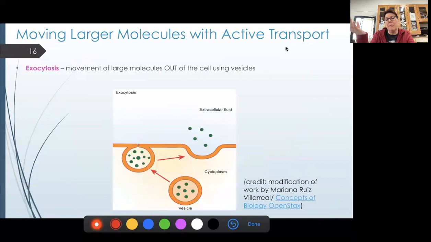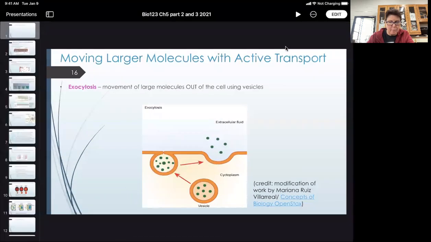We also have the opposite. Sometimes we need to get rid of waste, and we're going to do this by exocytosis. Again, that vesicle is going to meet up with the plasma membrane. Remember, this is all phospholipids, so it will fuse and then dump its contents out into the extracellular fluid. And again, it requires ATP, which is why it's active transport.